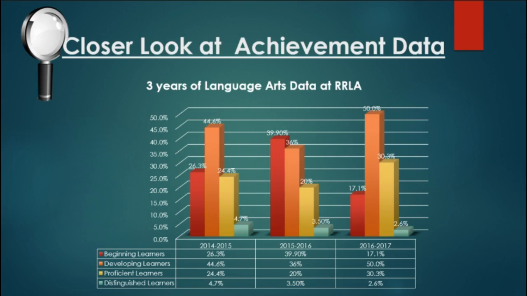Now that we've seen an overview of data for grades 3 through 5, we're going to go a little deeper in our data collection. Now we're looking at language arts data from the past 3 years with the same group of students. This will allow us to pinpoint trends and generate reasons why there are increases and decreases within the data. By looking at the graph, we can see that the amount of students scoring in the beginning learner level from 2014 to 2017 has decreased. So the number of developing and proficient learners has increased, which is a good thing for us at RRLA. We need to work on getting our percentage of distinguished learners increased.